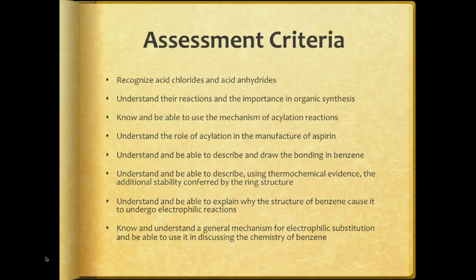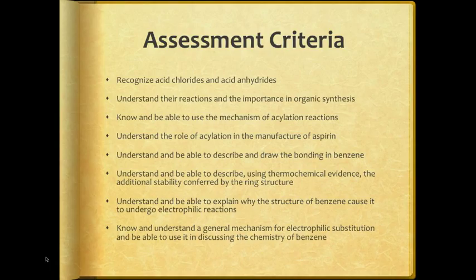The assessment criteria for this podcast is the following. You are to be able to recognize acid chlorides and acid anhydrides. You are to be able to understand their reactions and the importance in organic synthesis. You should know and be able to use the mechanism of acylation and notice it in reactions. You should understand the role of acylation in the manufacture of aspirin.